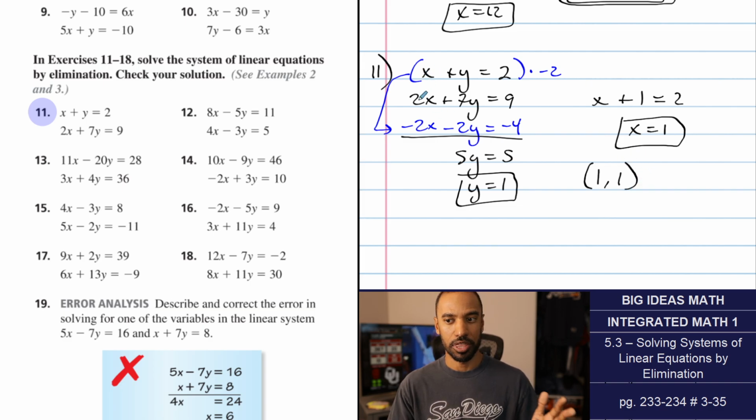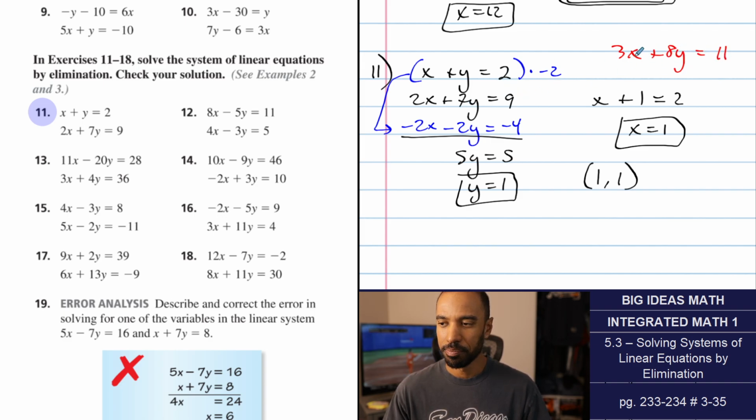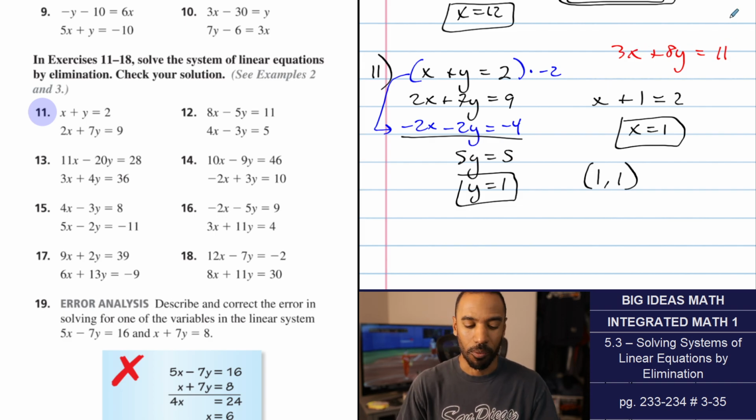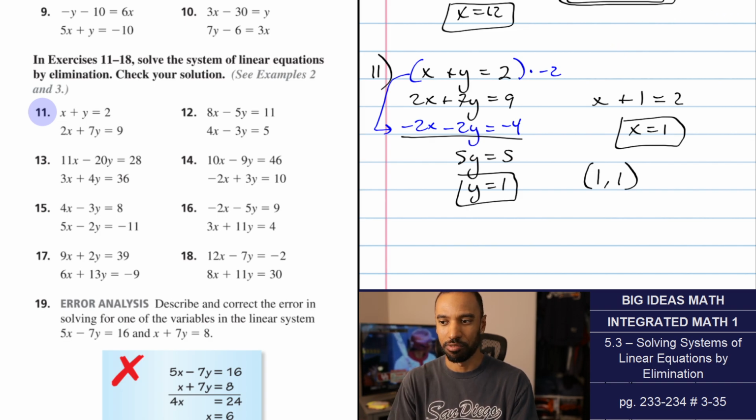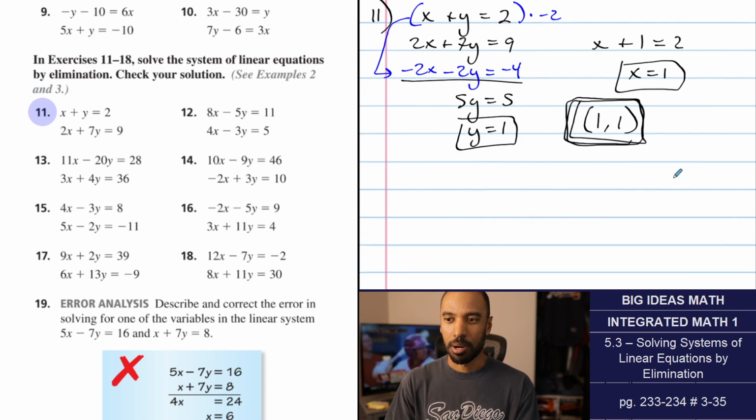And to remind you, the thing that I added before: x plus 2x was 3x, y plus 7y was 8y, equals 2 plus 9, which is 11. 3 times 1 plus 8 times 1 does indeed equal 11. So it would have worked for that set that we added down for. It's just that that didn't help us solve. So there was no need. So that's number 11. Let's go to number 12.